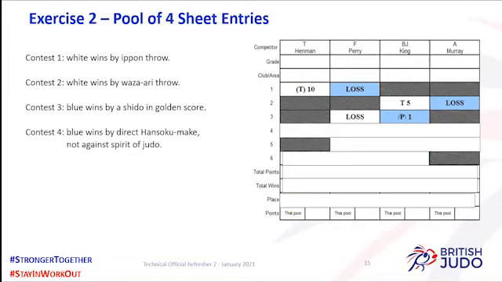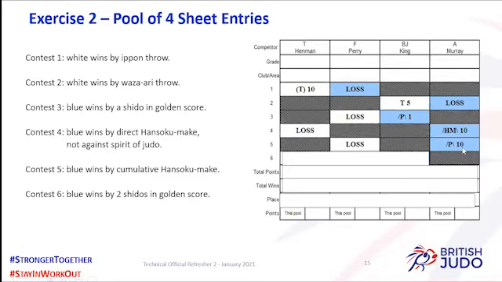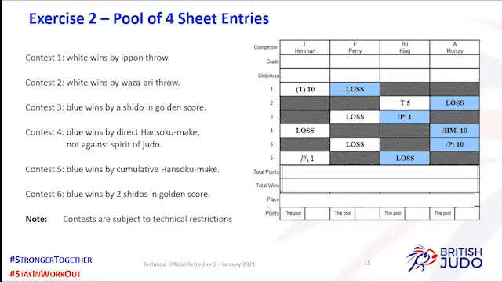Contest 4. Blue wins by direct Ansukamaki, but not against the spirit of judo. So the Ansukamaki is in a triangle, 10 points, and a loss to white. And blue wins by cumulative Ansukamaki. P in a triangle, 10 points. Blue wins by 2 shidos in golden score. And as we said, contests are subject to technical restrictions.